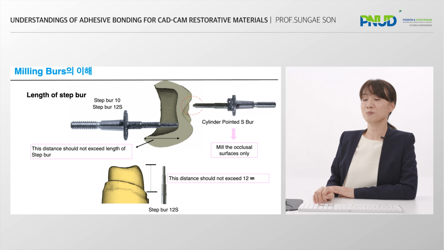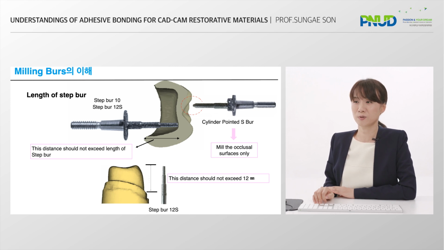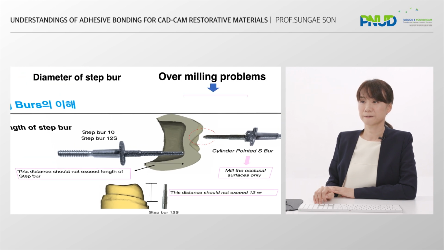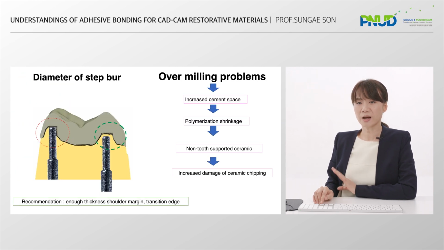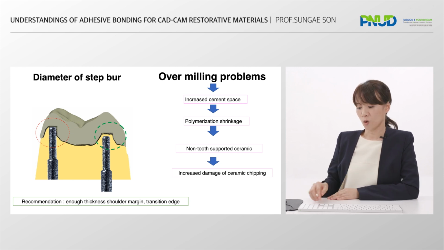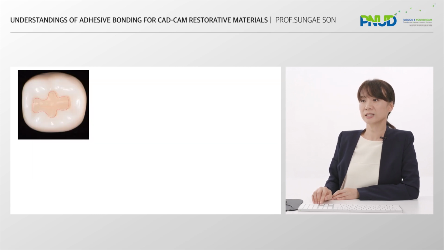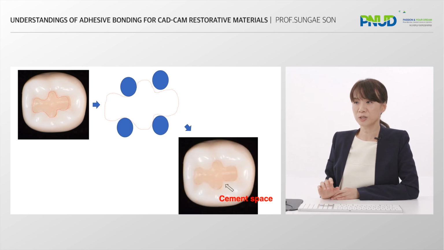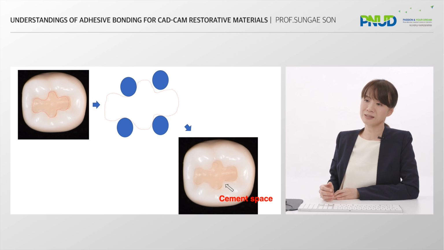CAD-CAM restoration is manufactured through the milling process by a machine. Therefore, when milling, the thickness and the length of the milling bar must be considered. If there is a discrepancy between the thickness of the milling bar and the abutment, over-milling problems can occur. Over-milling caused by a mismatch of size between the milling bar and the tooth will result in increased cement space.